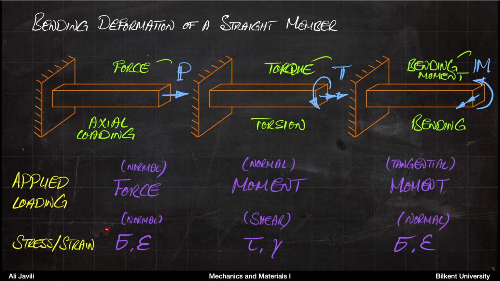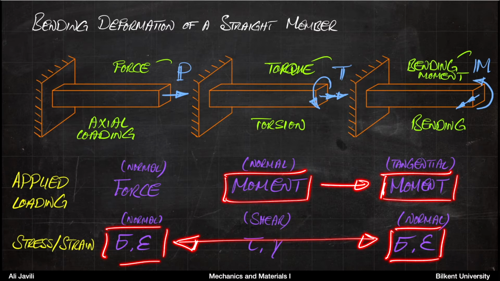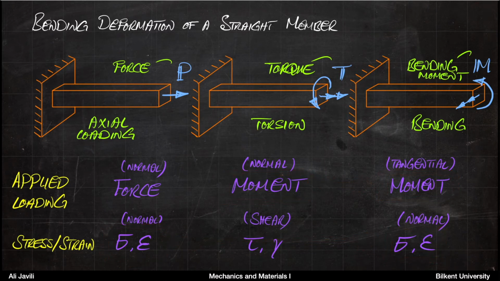So you can see that at the stress-strain level, the bending problem resembles an axial loading problem, and at the loading level, it's more similar to a torsion problem. So now we want to discuss this. We want to formulate the deformation of a straight member, and the fact that it's a straight member is not a surprise. We also dealt mainly with straight members when we talked about axial loading and torsion.